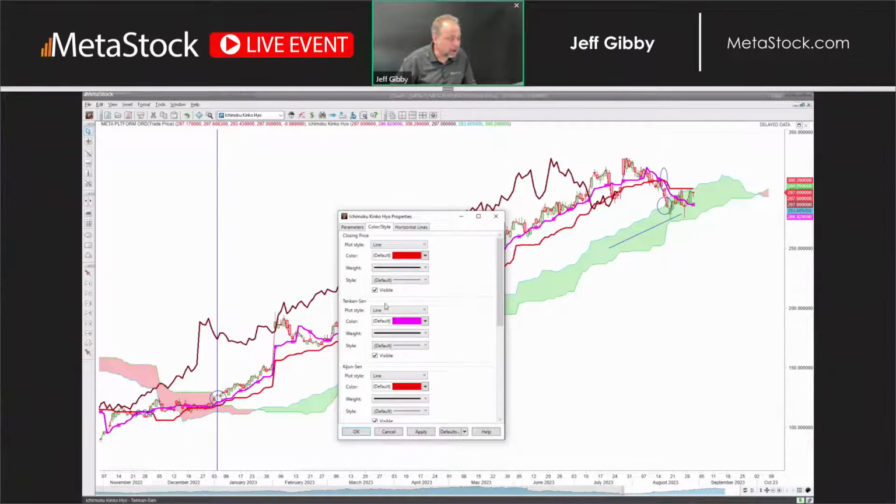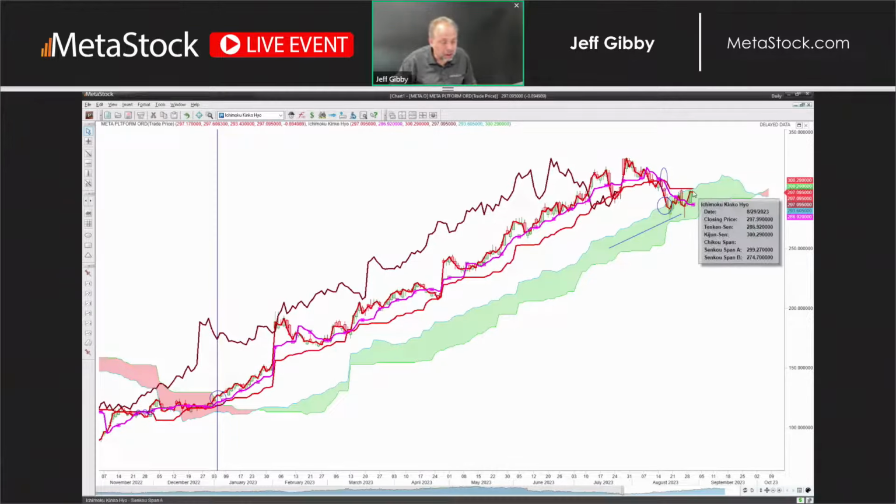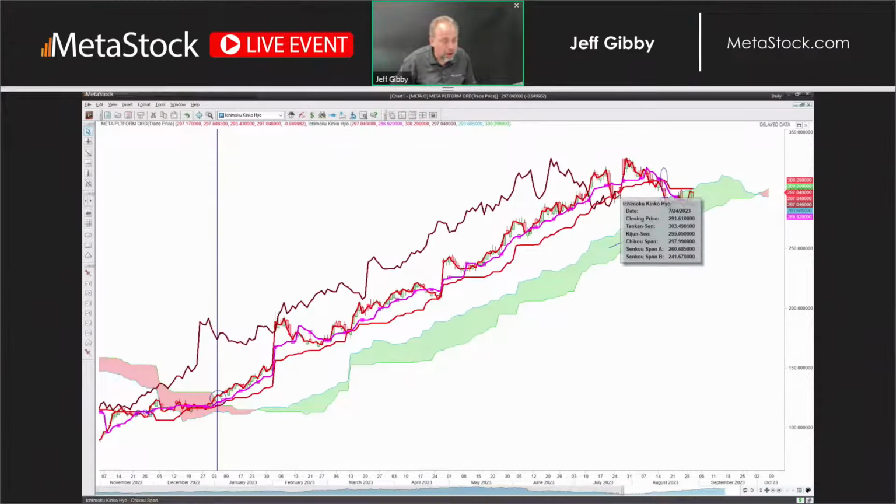Because the closing price is the closing price and the Chiku span is the closing price from 26 days ago, they're always going to match. So if you look at the close here, the last value that was plotted for the close is actually the Chiku span, which is a 26 price.